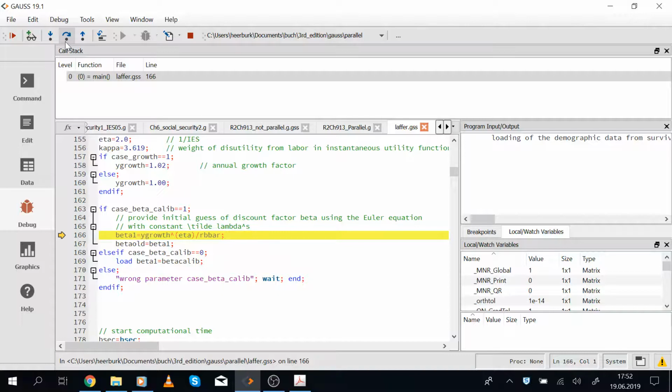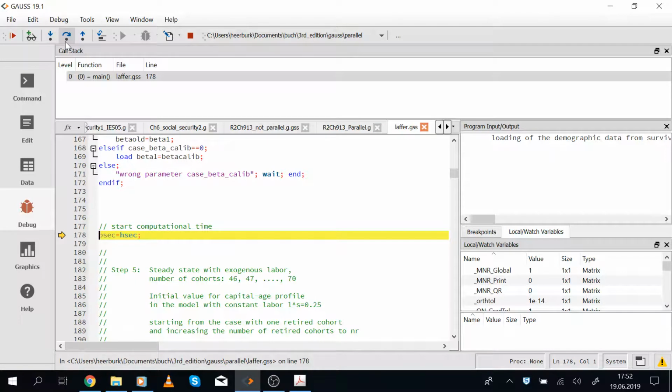Of course, we will find that, different from the Ramsey model, our discount factor depends on age, and therefore we have to calibrate beta. This is not necessary in the Ramsey model, because in the steady-state Ramsey model, the marginal utility of consumption is constant. And we also take the time that we use for the computation. This concludes step 4. Now we get to step 5, which is a little bit more extensive.